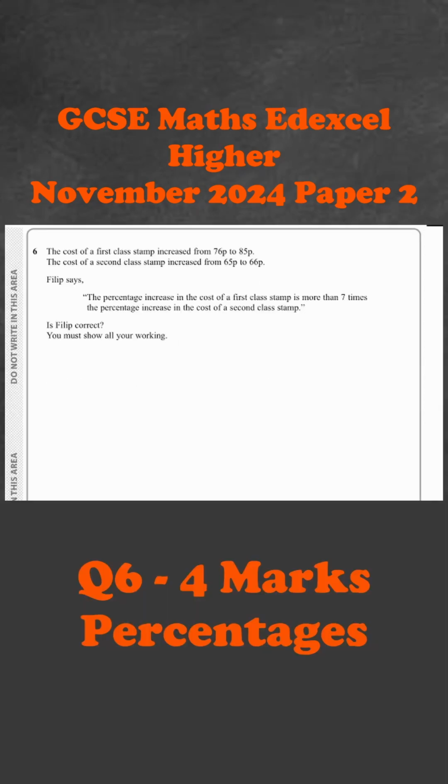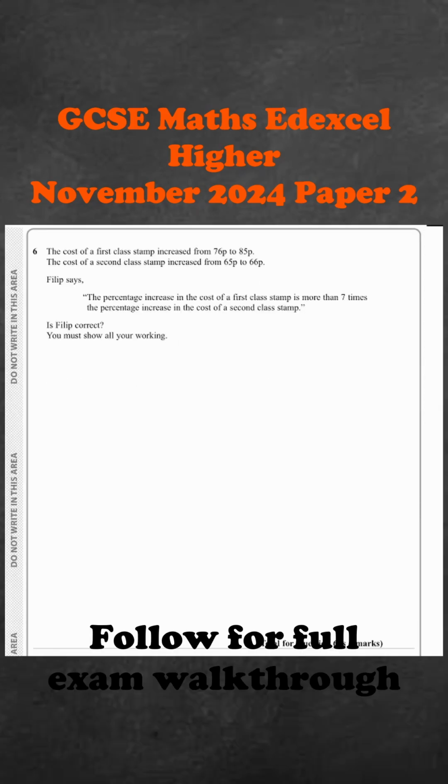Question number 6. The cost of a first-class stamp increased from 76p to 85p. The cost of a second-class stamp increased from 65p to 66p. Philip says the percentage increase in the cost of a first-class stamp is more than 7 times the percentage increase in the cost of a second-class stamp. Is Philip correct? You must show all your working.